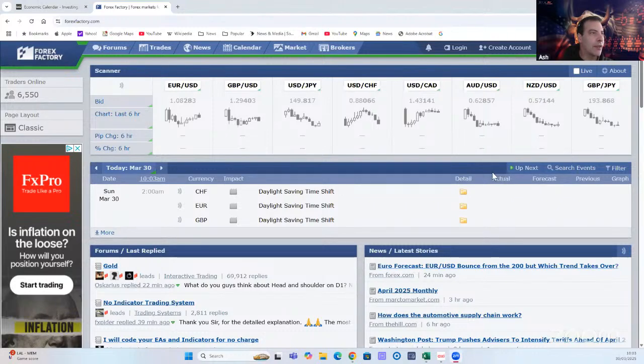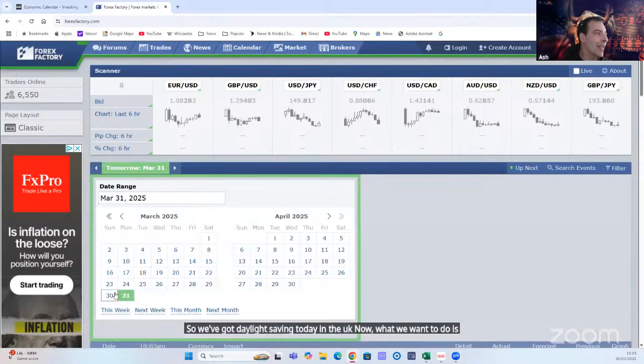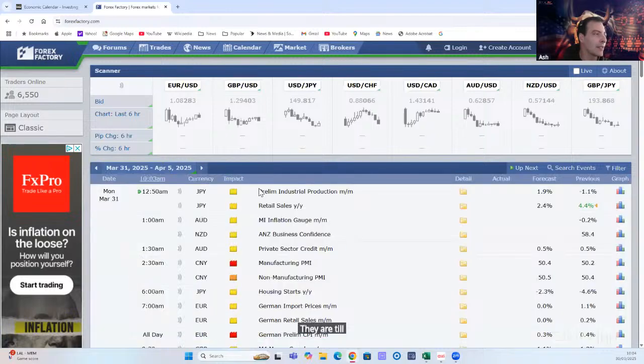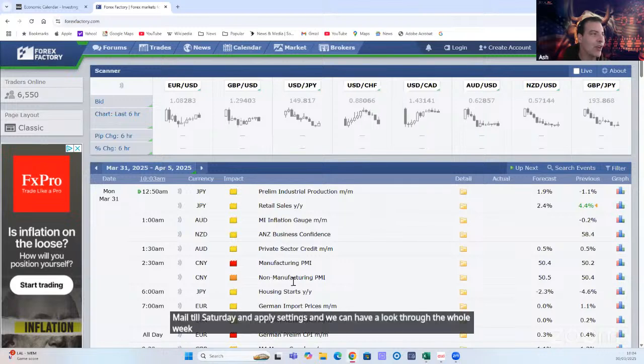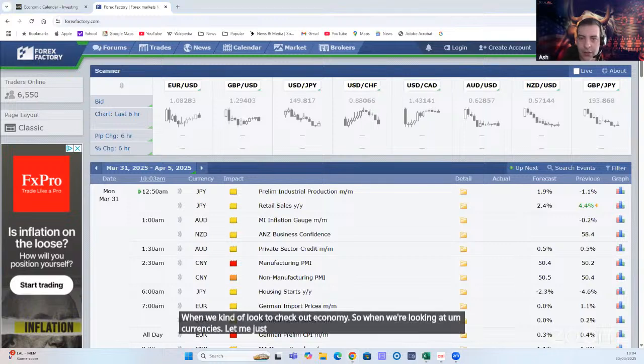So we've got daylight saving today in the UK. Now, what we want to do is put in the whole week. So if we put in until Saturday, and apply settings, then we can look through the whole week. We're trying to get a feel of where the strength and where the weakness is in each economy. The interest rate is the most important thing when we look to check out an economy.